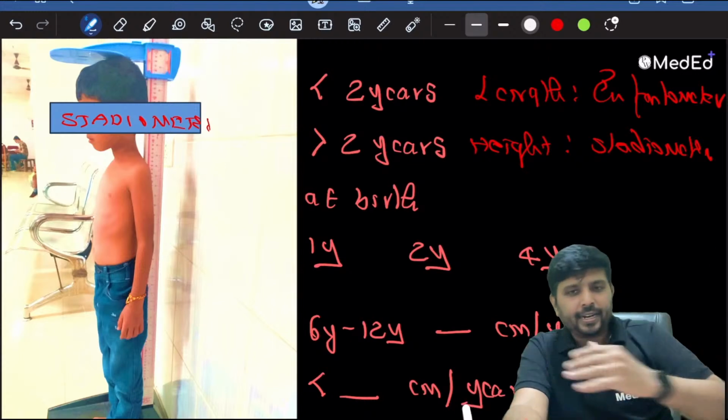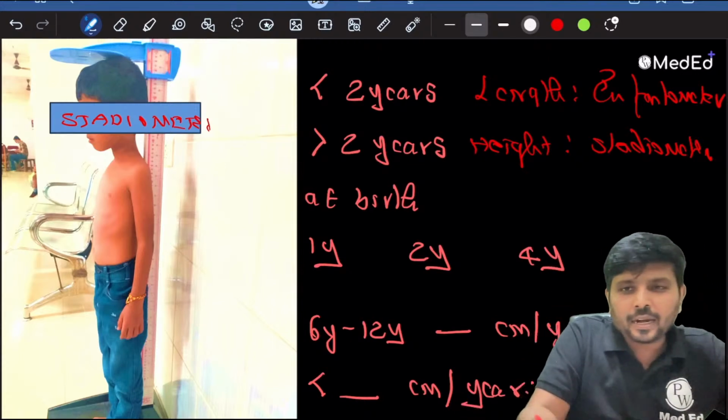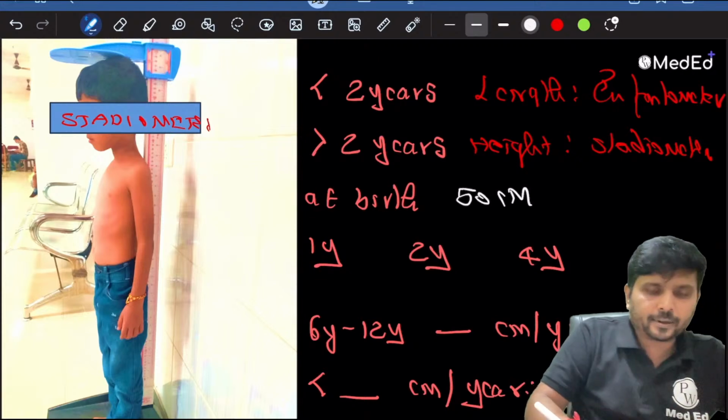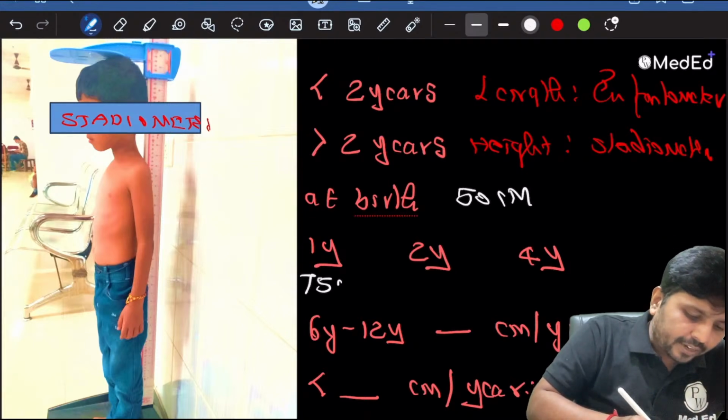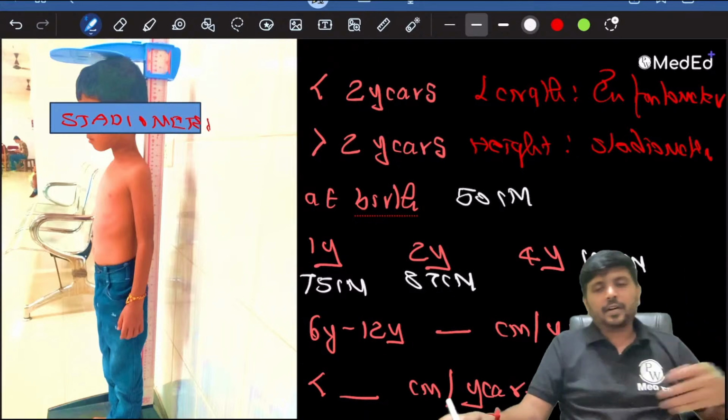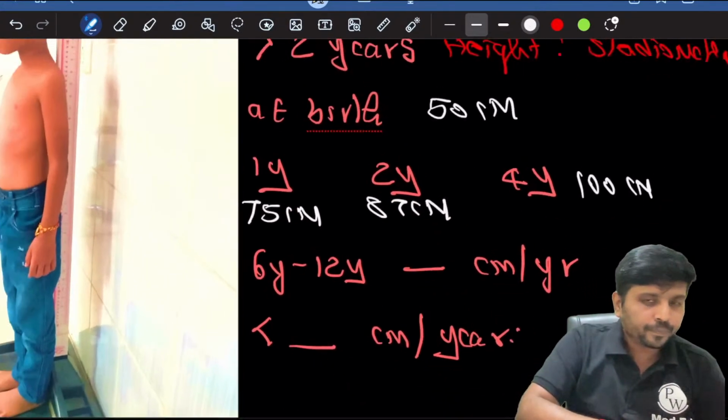Right. What is the normal length at birth? Normal length is 50 centimeter. At 1 year, 75 centimeter. At 2 years, 87 centimeter. And at 4 years, 100 centimeter.